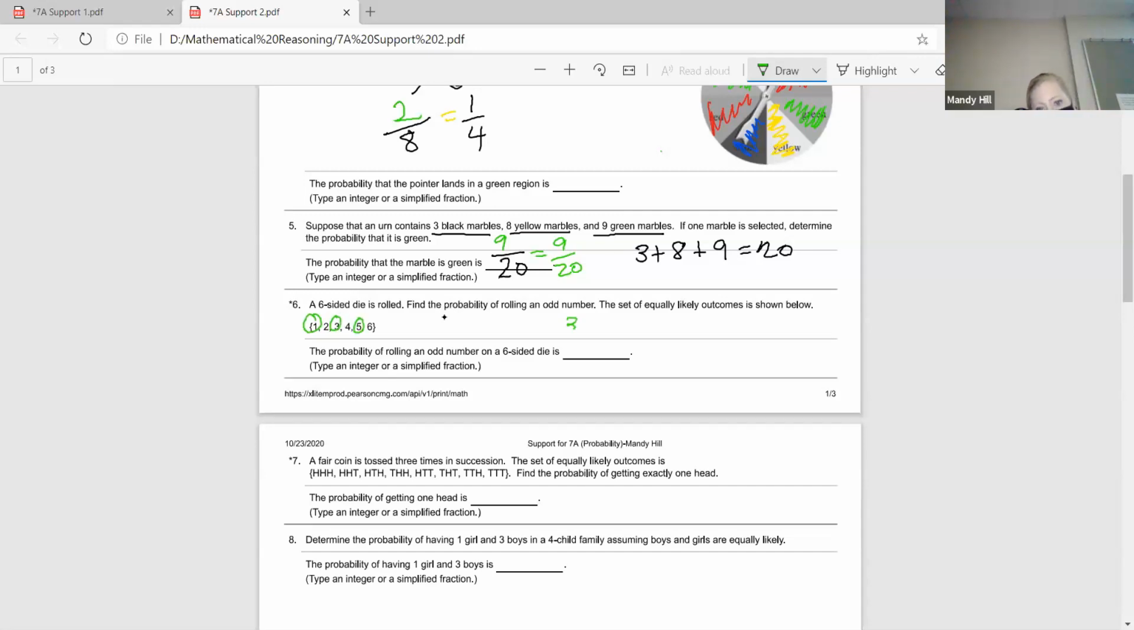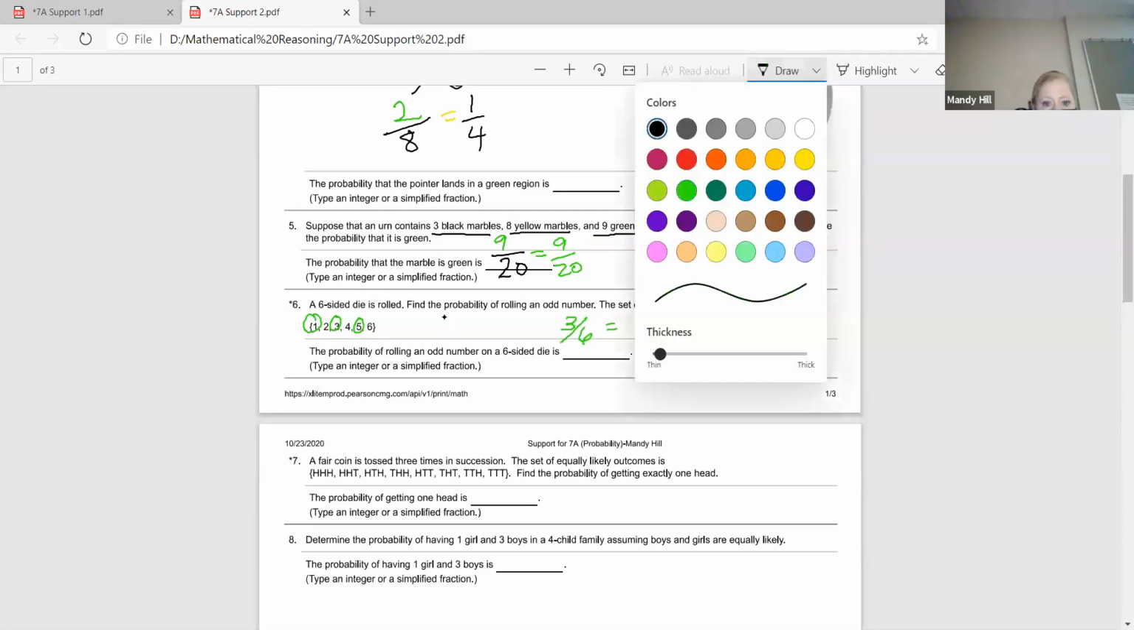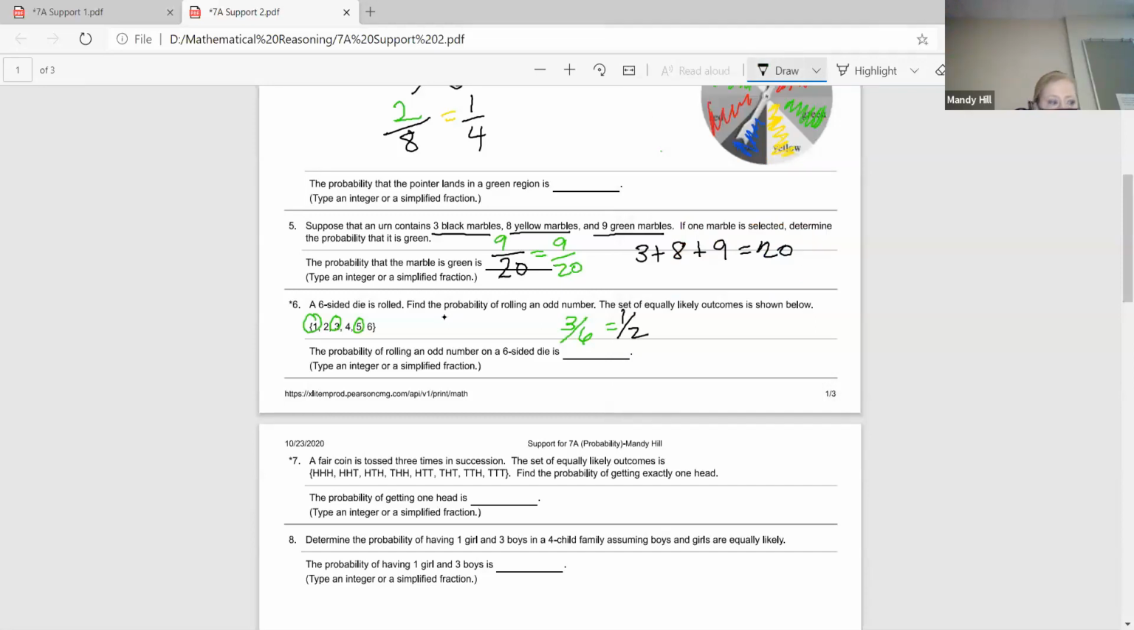So I have a 3 out of 6 chance of rolling an odd number, which is just 1/2. 3 out of 6, which is just 1/2. Okay. Number 7.